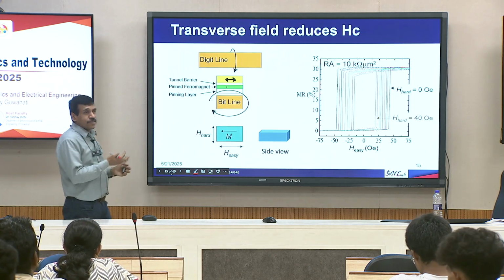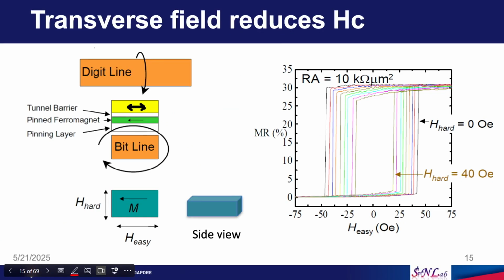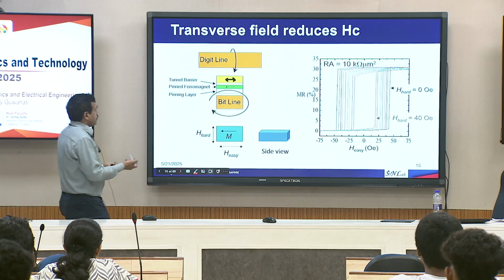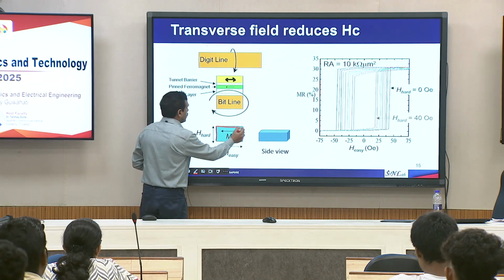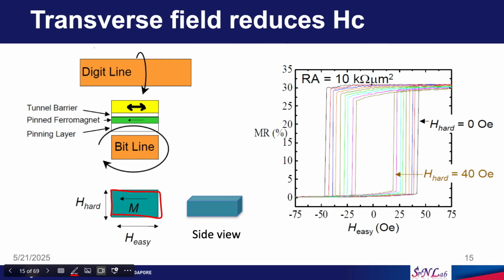So, what happens? What is the physics behind it? We will learn that now in the next few slides. Let us say this is the free layer of the MTJ. You know that because of shape anisotropy, we have one easy direction and a hard direction. This is the top view of the free layer, and the side view is something like this. In the absence of anything, the magnetization is pointing towards the left.